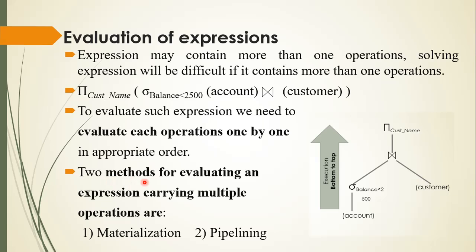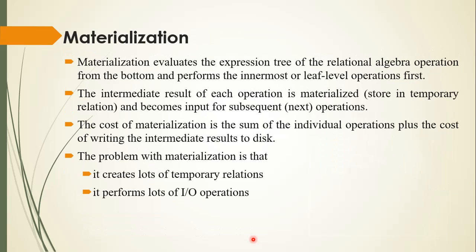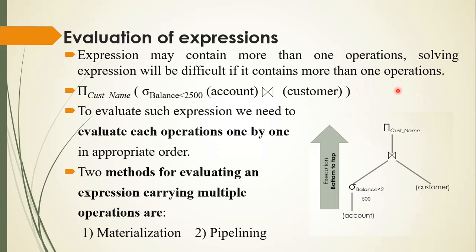Okay, there are two methods for evaluating an expression carrying multiple operations, that is materialization and second is pipelining. So first is materialization. Materialization evaluates the expression tree of the relational algebra operation from the bottom and performs the innermost or leaf level operation first. So the execution is bottom to up. Here first it will execute this, after this, and finally it will execute this. So it will execute the query from bottom to up.